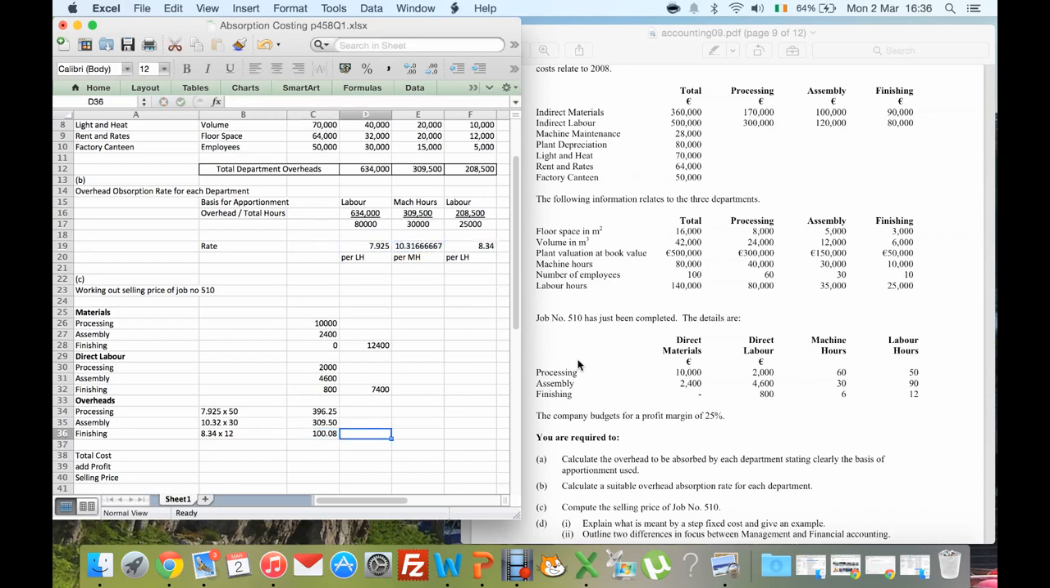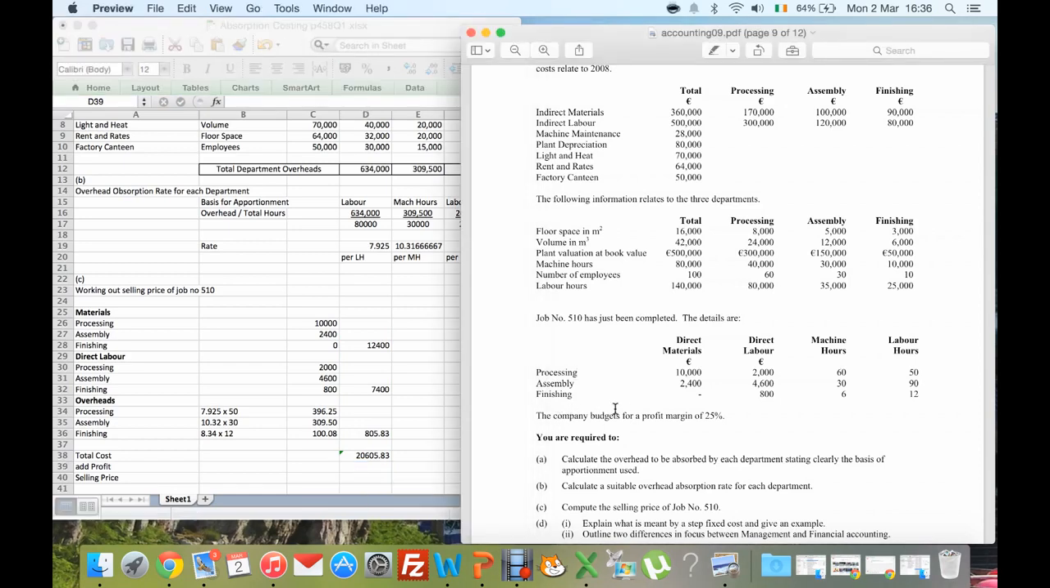So I'll add these together, and that'll give me a total cost. So I'll be adding my materials, my labor, and my overheads together. So that's the overall cost of me doing this job. So now I have to add my profit. It says we budget for a profit margin of 25%.